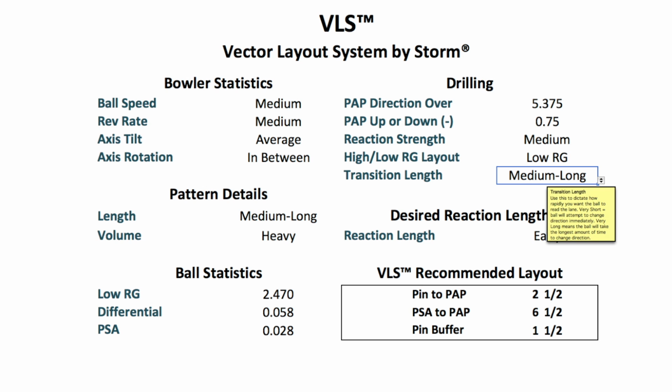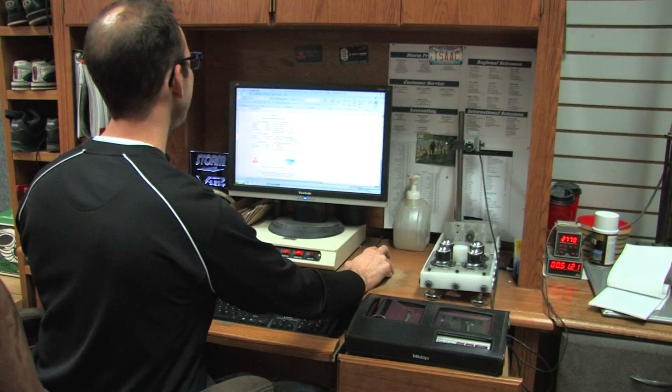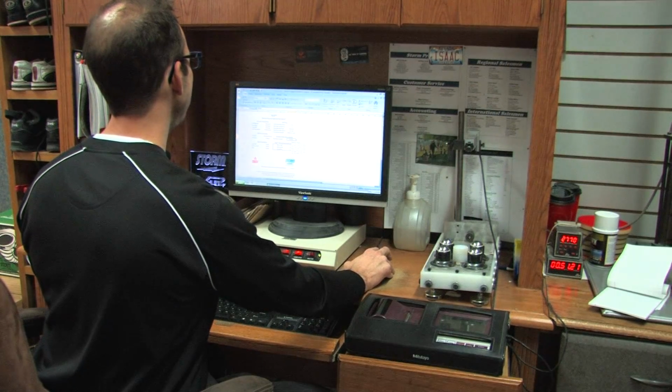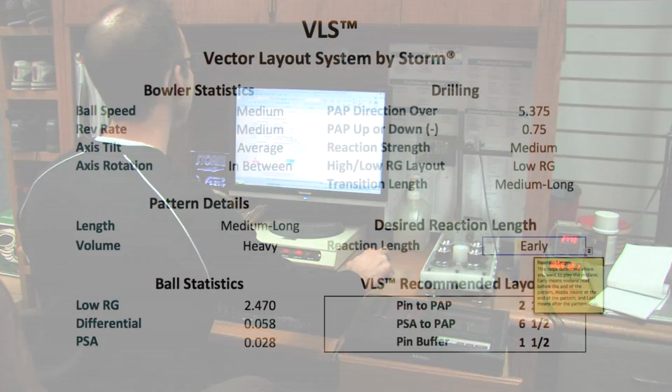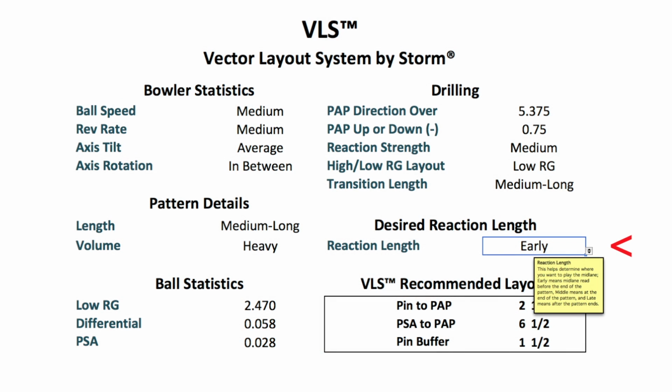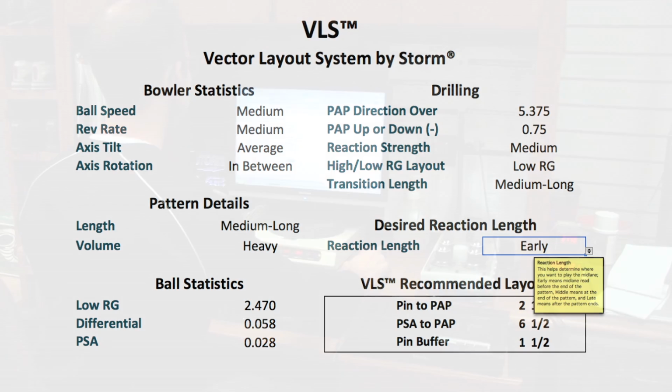And then reaction length relates to where do we want our break point to be. Do we want it to read the pattern before the end of the oil, right at the end, or after the end of the oil pattern? So nationals, again, usually you get in trouble if the reaction is too late, so we want it to read a little bit earlier. So we're going to go with an early reaction length. And that's it. It's that simple.